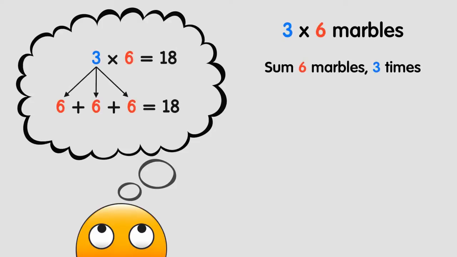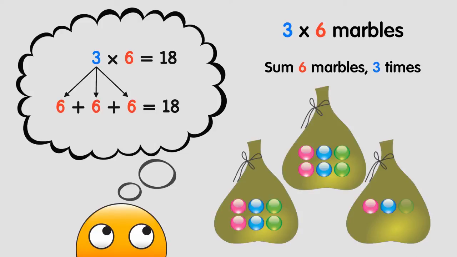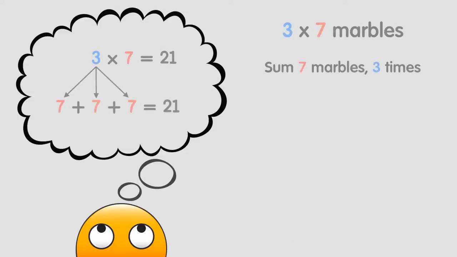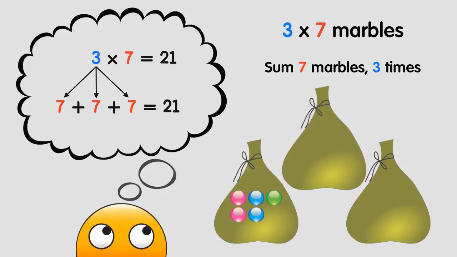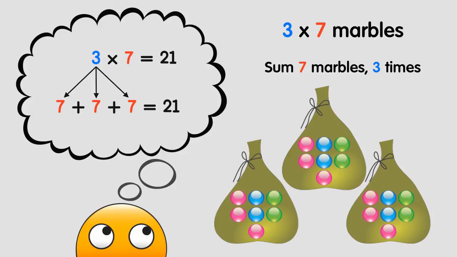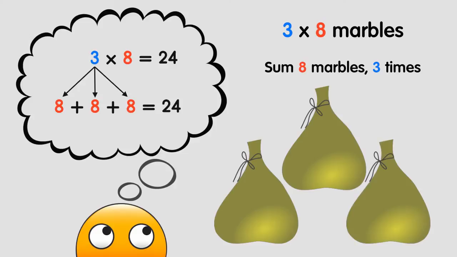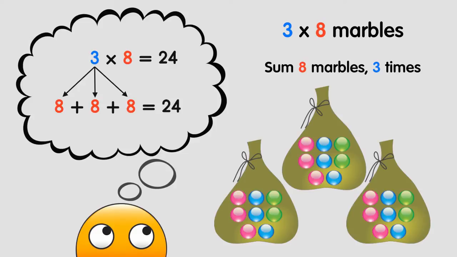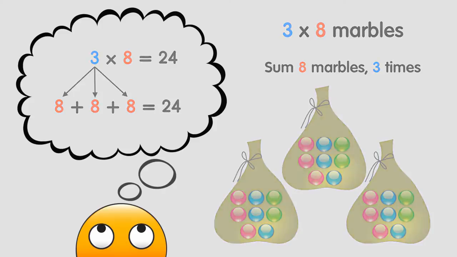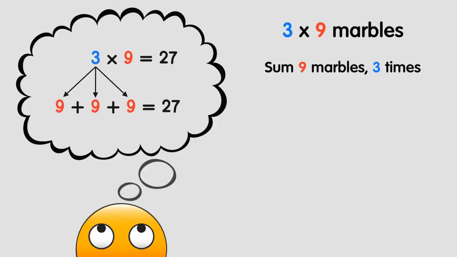Three multiplied by 6 is the same as adding 3 copies of 6 together. Three multiplied by 7 is the same as adding 3 copies of 7 together. Three multiplied by 8 is the same as adding 3 copies of 8 together. Three multiplied by 9 is the same as adding 3 copies of 9 together.